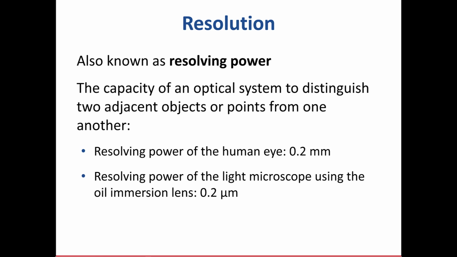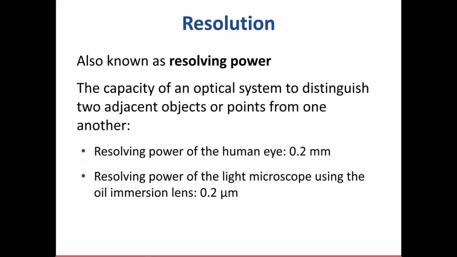So we're resolving that. It's the same sort of thing in a microscope. You want to look at, let's say, a cell. Is it one cell or is it multiple cells? And the resolving power will resolve it down to multiple cells if it's there. The capacity of an optical system to distinguish two adjacent objects or points from one another is the technical definition.